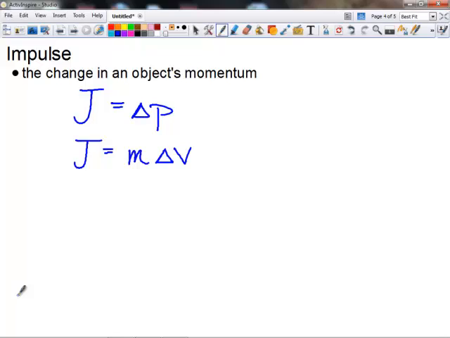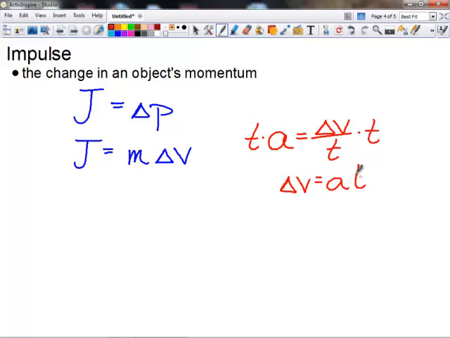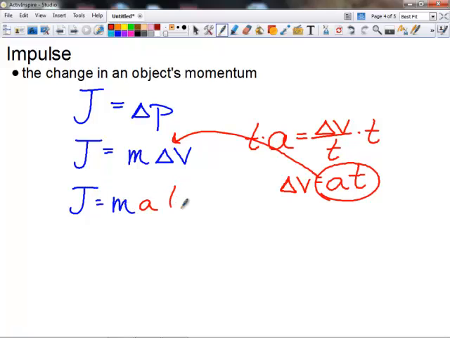From this equation right here, we can come up with a different expression. All right? Remember when we saw delta V a long time ago? And over here on the side, remember that A, acceleration, equals delta V over t. Okay, V final minus V initial over the time. So if we then multiply both sides times t, we can solve for delta V. And we get that delta V equals A times t. So now we can substitute that in for our delta V. So now we can write the impulse, J, equals M times AT.